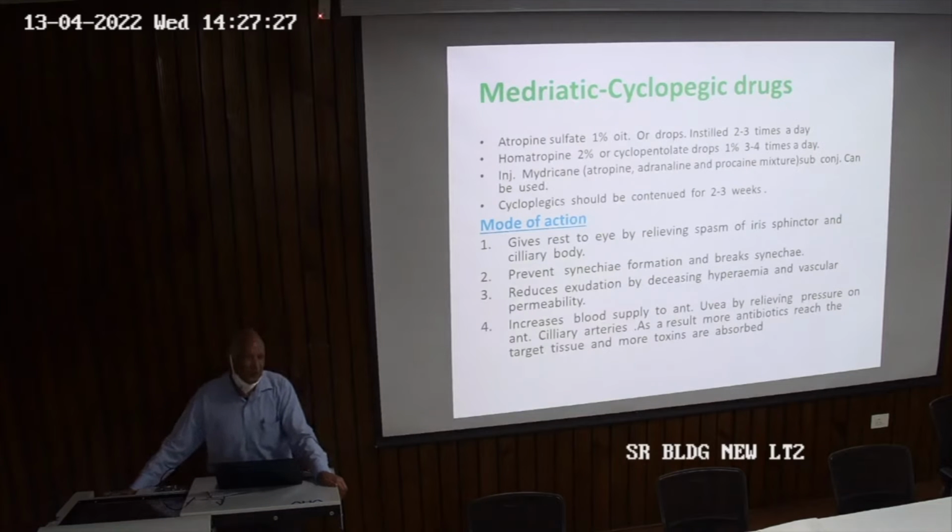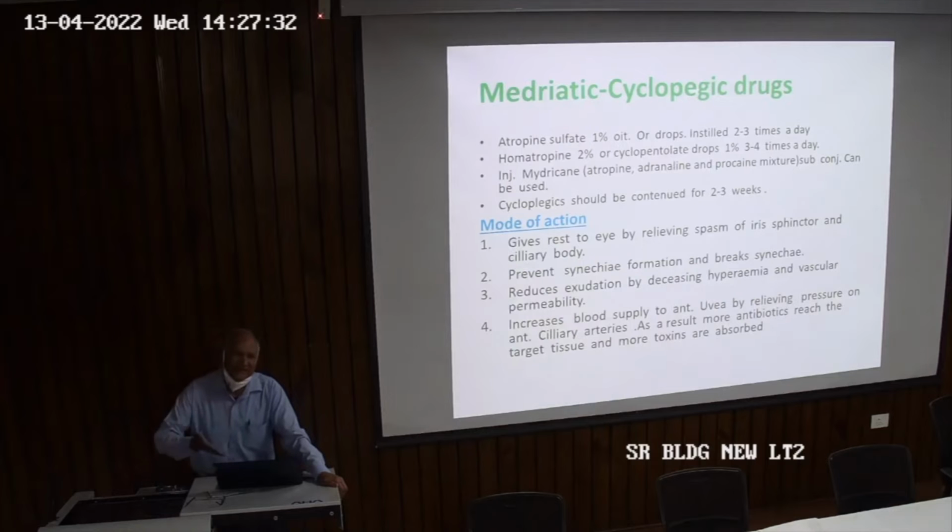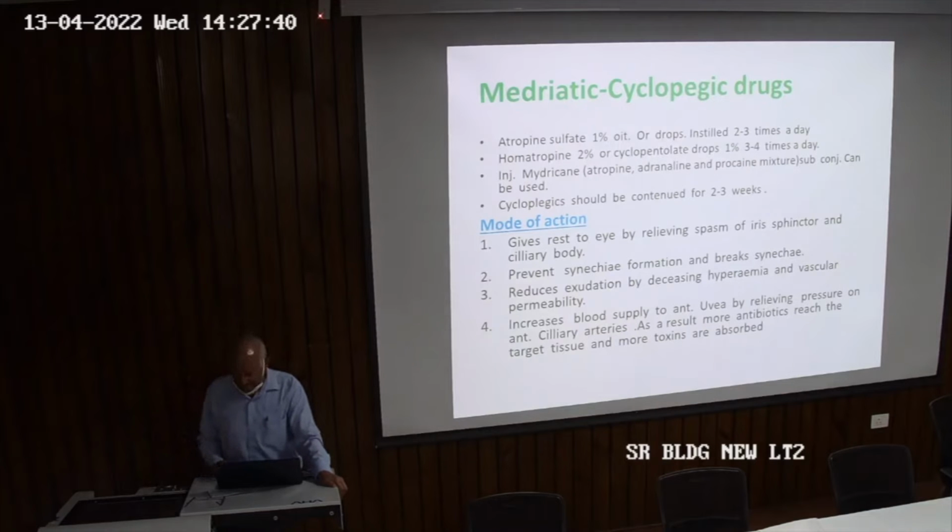So pain will be reduced, hyperemia will be reduced. That is how these act. Synechiae will be broken up, and it prevents synechiae formation. That is how atropine, homatropine, or cyclopentolate act.